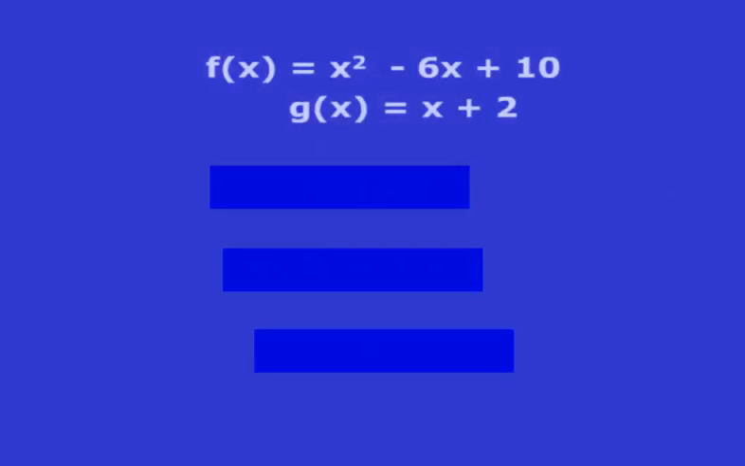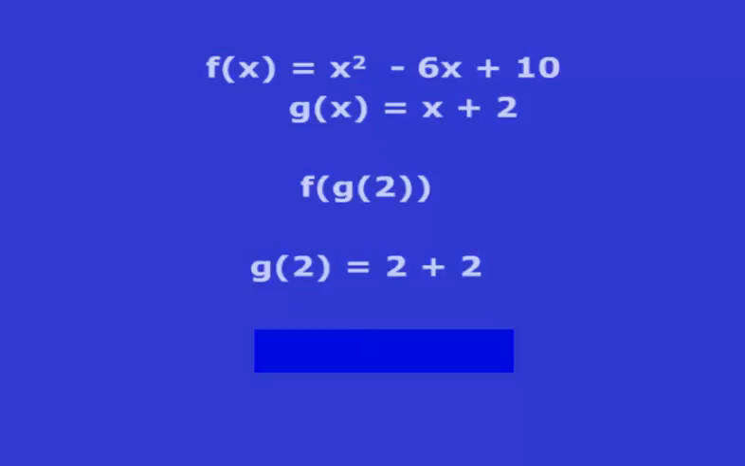Now let's look at a nested function where we're solving for a real number. Again, we've got f of x equals x squared minus 6x plus 10, and g of x is equal to x plus 2. Now we're asking for f of g of 2. Remember, you work from the inside out, so the first step is to solve for g of 2. g of 2 would be 2 plus 2, or 4.